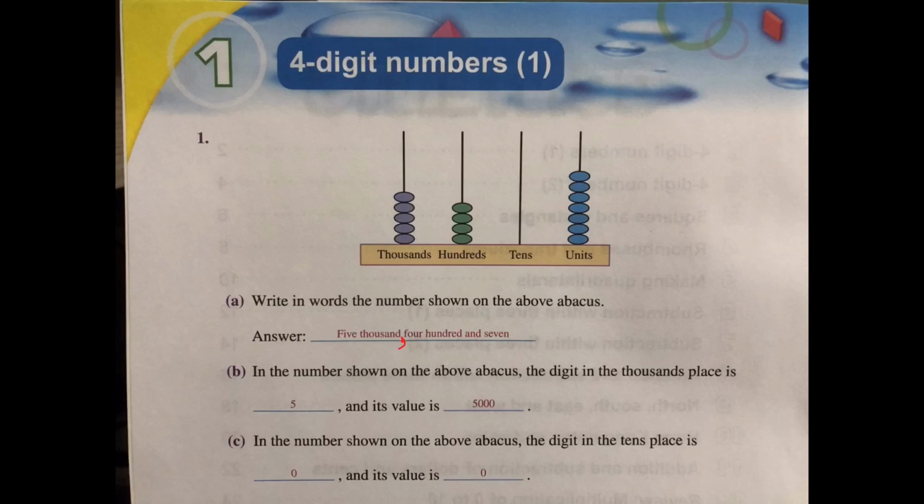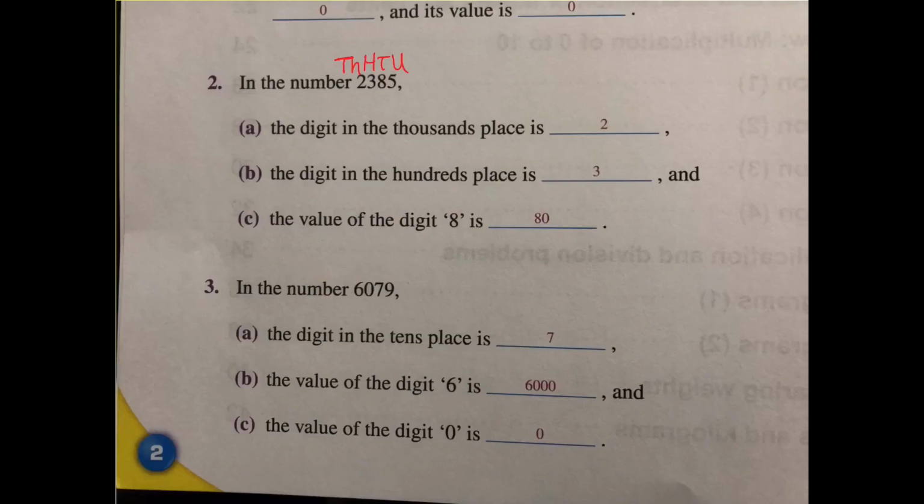This is the top part of page 2. For question number 1, part A, remember to add the comma after the word thousand. This is the bottom part of page 2. For question number 2, try not to mix up the two words digit and value. For part A, the digit in the thousands place is 2.